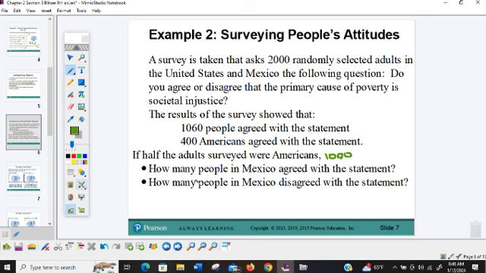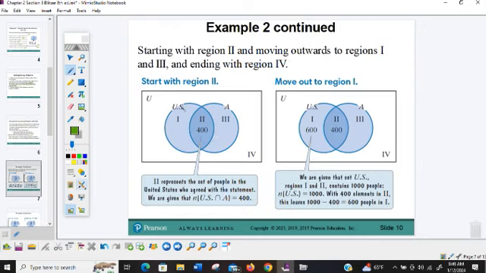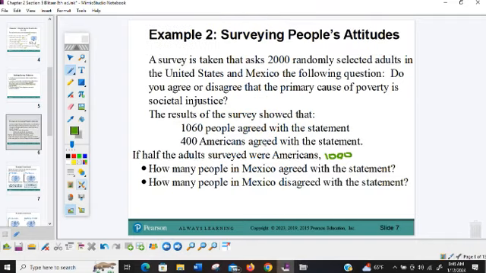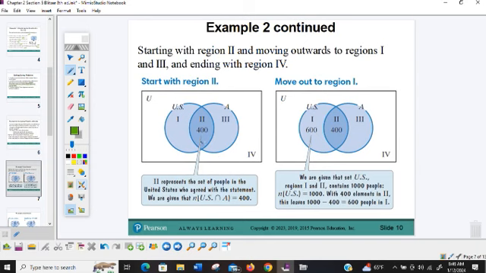Now our final answer, we want to know how many people in Mexico agree with the statement and how many people in Mexico disagreed. It's a little bit hard to figure out without a Venn diagram. So let's start one. Remember, we want to start in the middle. So when we set up our two circles, we have one that's US and this is agree. These are the Americans that agree because we want to start at the innermost circle. They told us we had 400 Americans that agreed with the statement. So our 400 Americans that agreed would go here.